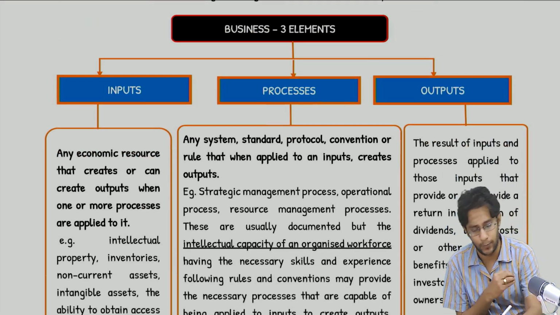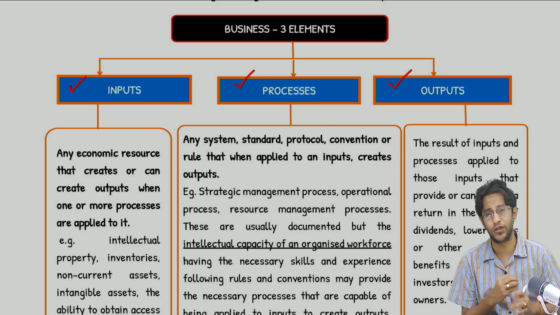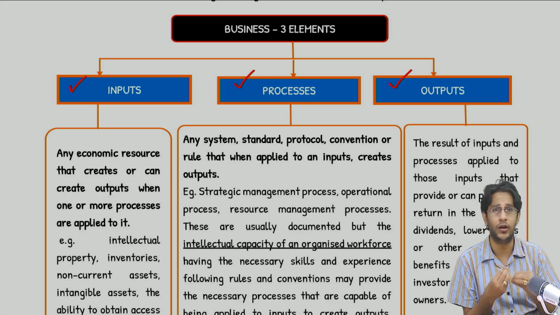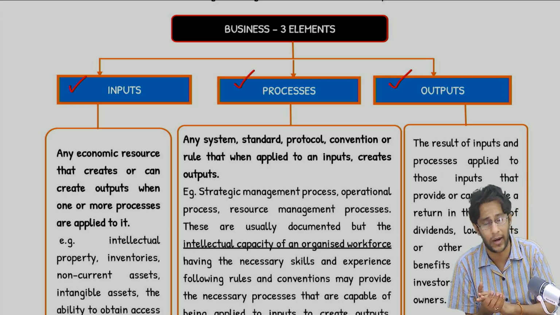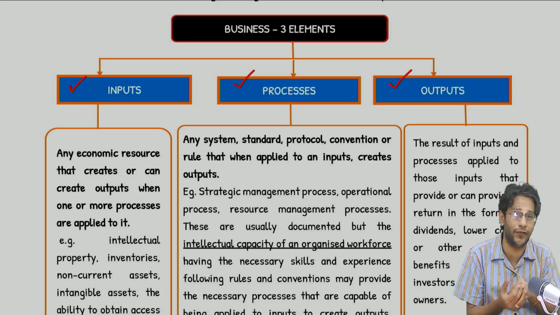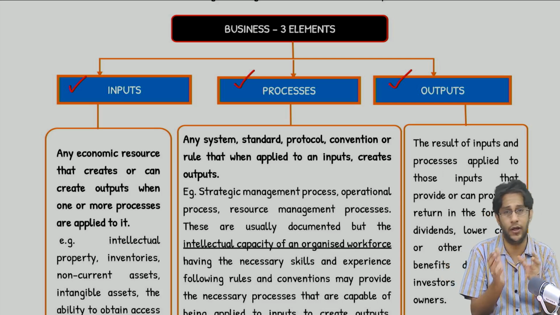One is inputs, the other one is processes, the other one is output. Inputs mean any resources like your intangible assets, non-current assets, property, plant and equipment, all these non-current assets, the organized skilled workforce, the employees what you have. All these are called inputs in your business.